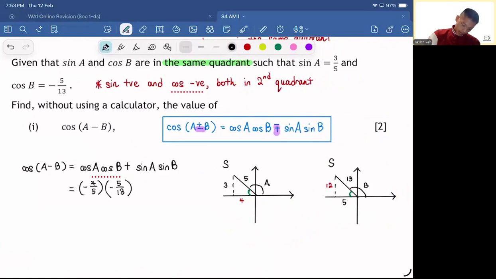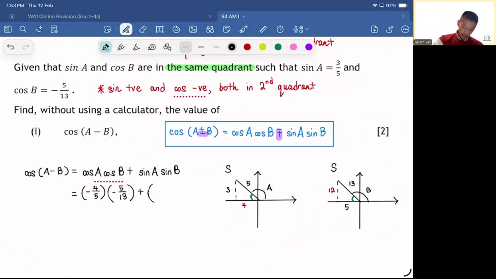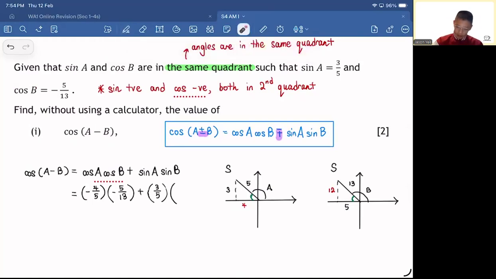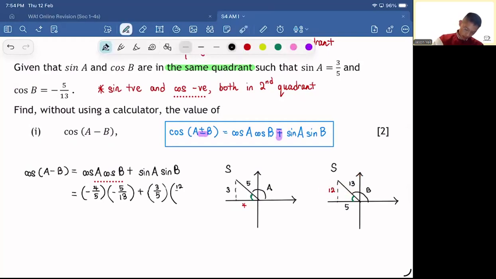Plus sine is positive. This one, if you forget, is given in the question. Sine of B is positive, so that's why I don't like to label the sides of the triangle as negative. Sine of B, 12 over 13. Once you are over here, it's really from here, take your calculator and press. I don't want to waste too much time. 56 over 65.